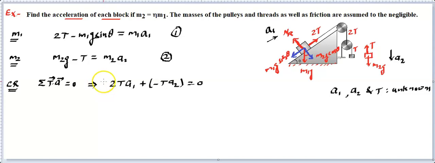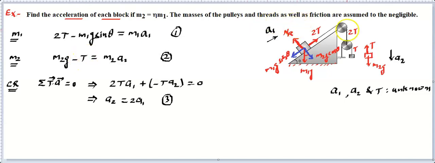You can cancel out this t, then you can claim from here that a2 must be equal to twice a1. A1, A2, they are linked like this. This is the third equation. Now you can solve the equations simultaneously and find the value of a1, find the value of a2, and find the value of tension. So all the quantities that are needed can be found.